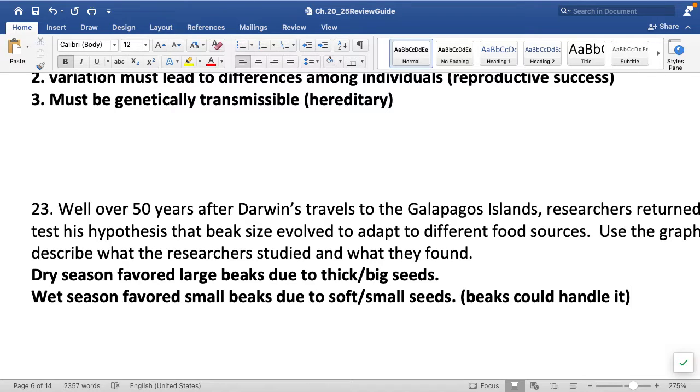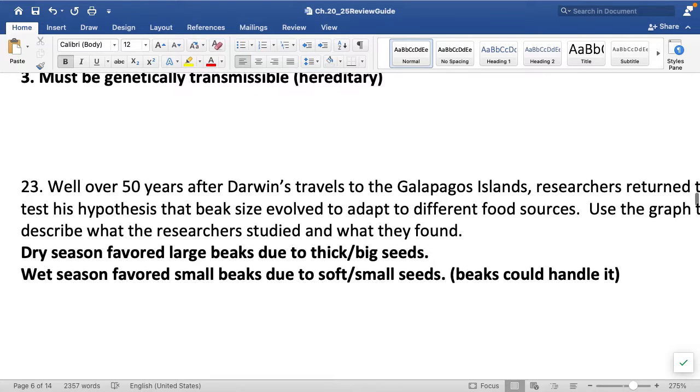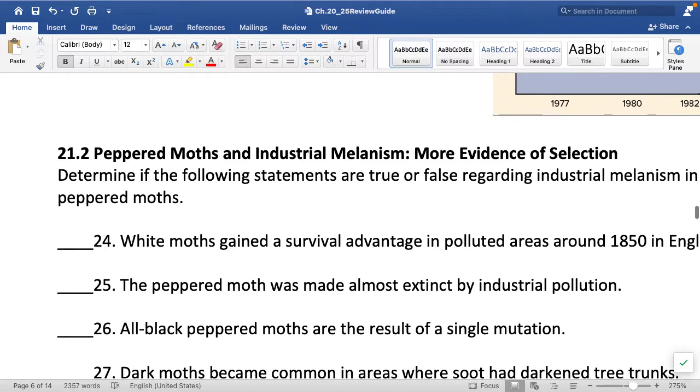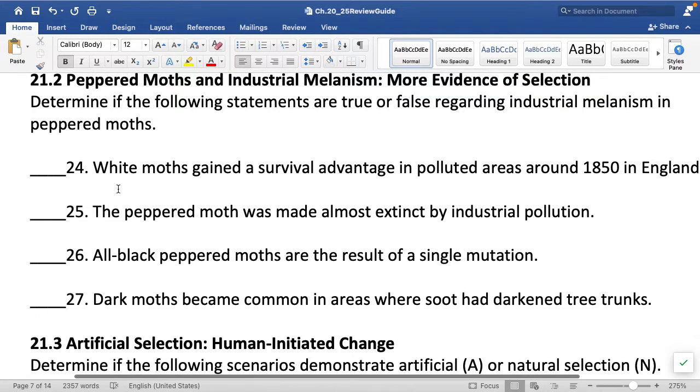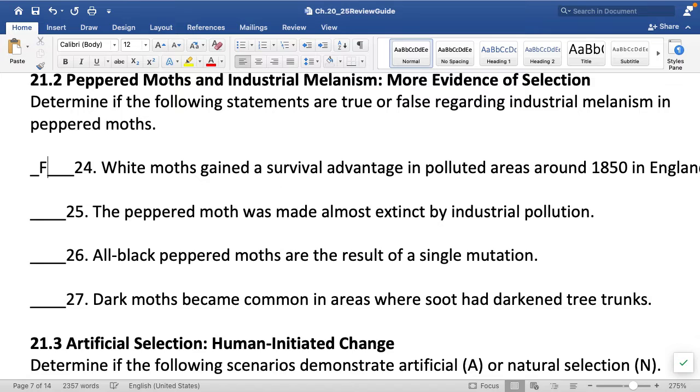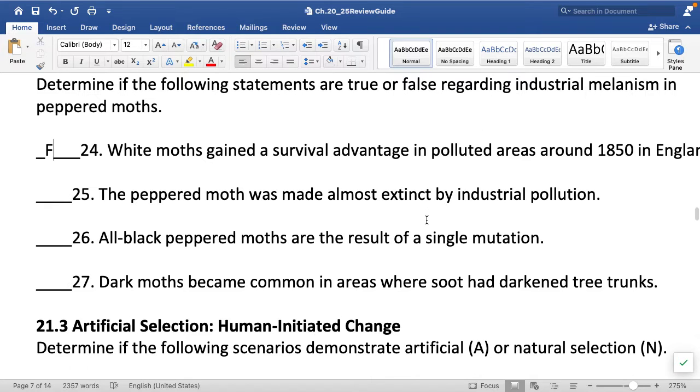All right, peppered moths and industrial melanism. Determine if the following statements are true or false regarding industrial melanism and peppered moths. First statement: white moths gained a survival advantage in polluted areas. False, because the polluted areas created soot, so the peppered ones were favored. The peppered moth was made almost extinct by industrial pollution. False.